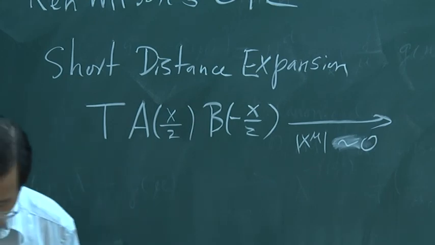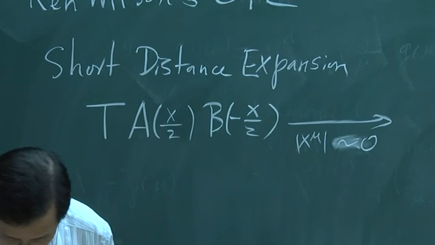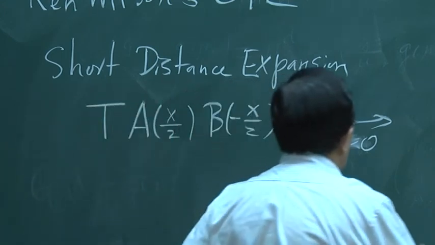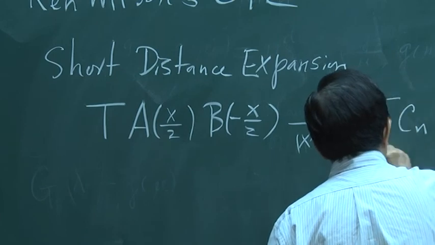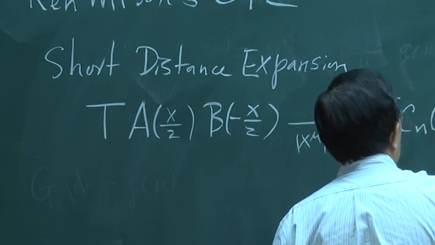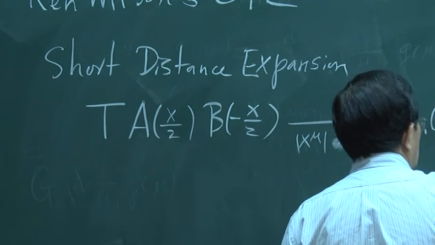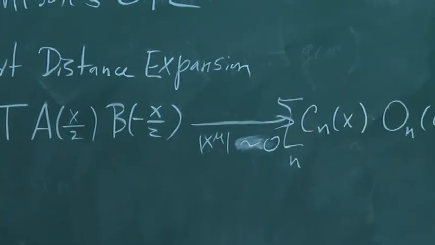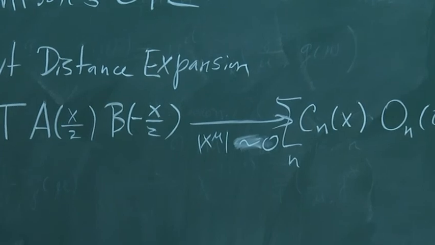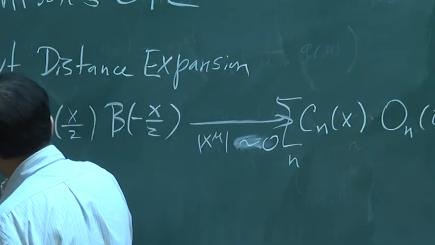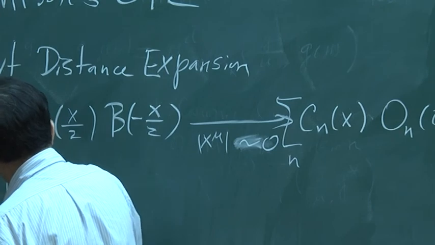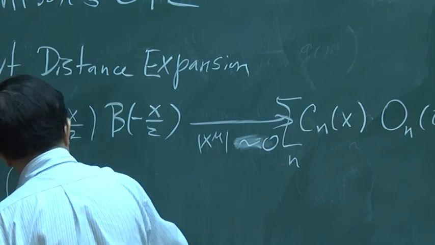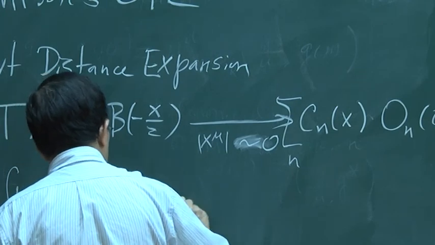And he proposed the following form that you have some coefficient C of n of x, and then some operator n near 0. Like that. It looks very innocent, but it has very big consequences, okay? And his idea was that this is a generalization of an equal time commutator.